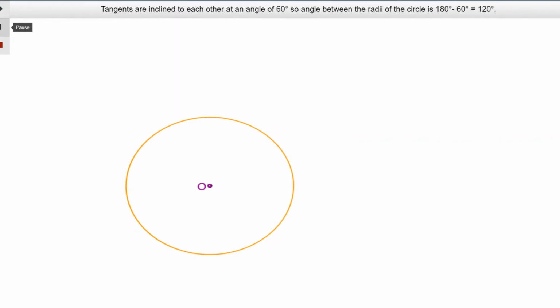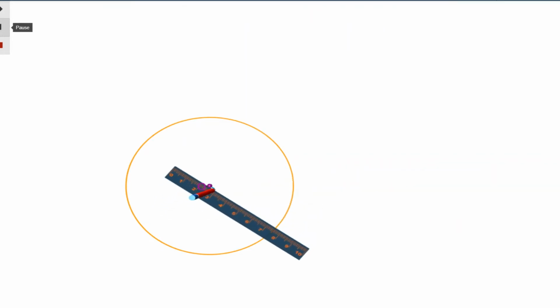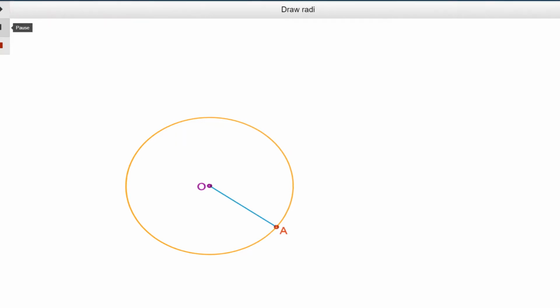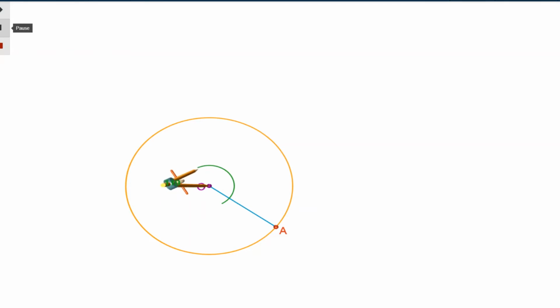After this, the tangents are inclined at 60 degrees. So the angle between the radii of the circle is 120 degrees. So draw the radius OA. And we have to draw the other radius OB, which is inclined to OA at an angle of 120 degrees. So here we are drawing 120 degrees.